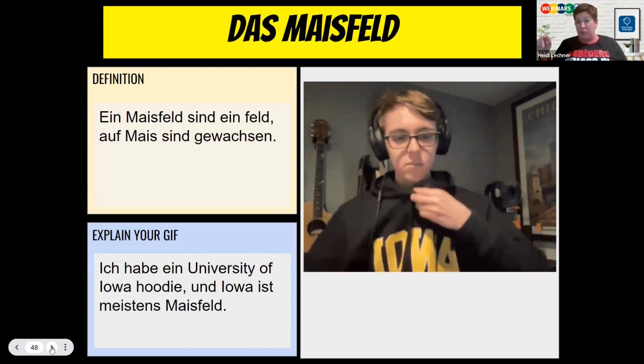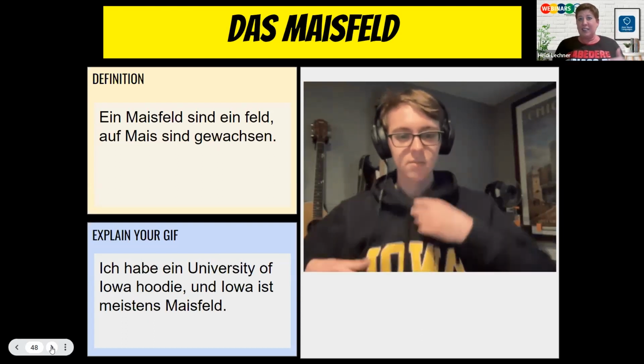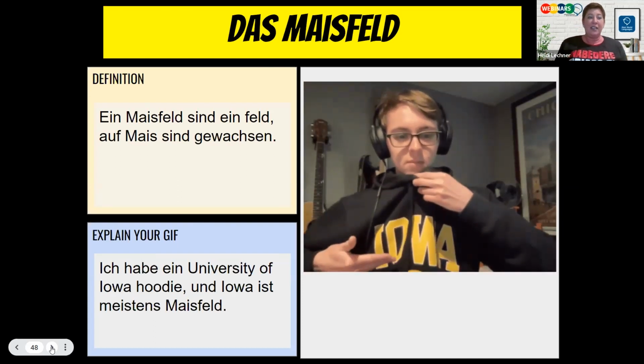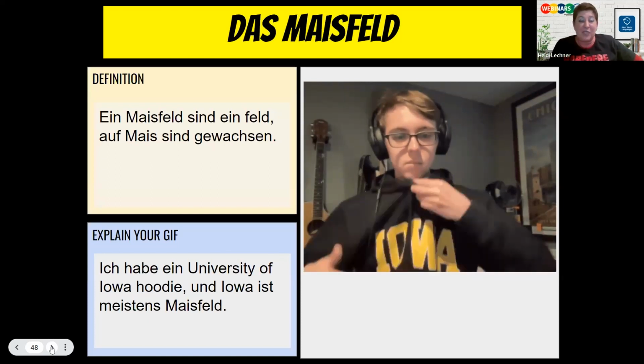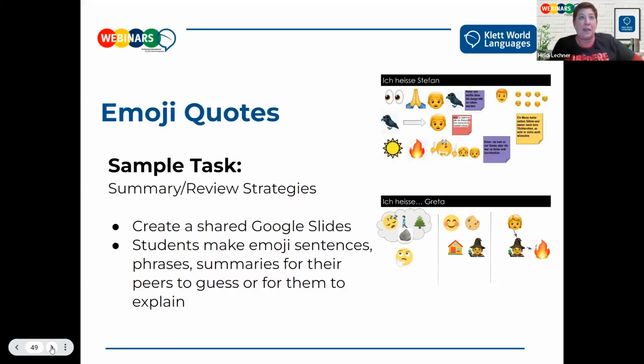Das Maisfeld, the cornfield, is up top. That was the word the boy chose, and he had to write a definition. He had to explain it. And then he did his GIF on the right. So this is a little more of a Frayer model, I would say. He has a University of Iowa hoodie, and Iowa is mostly cornfields, was his explanation. And again, they're all creative, and they're doing things, and the kids love it, right? Because they're showing their creativity to one another.